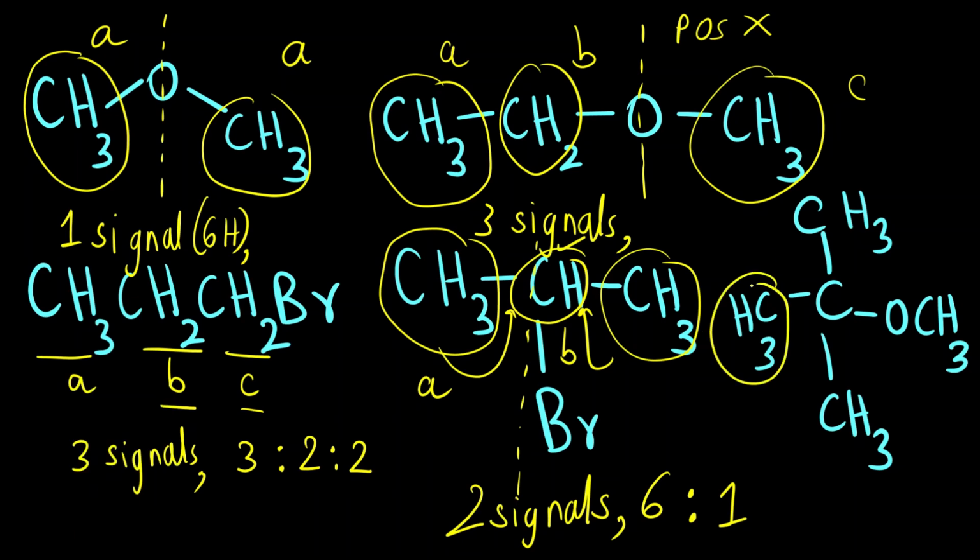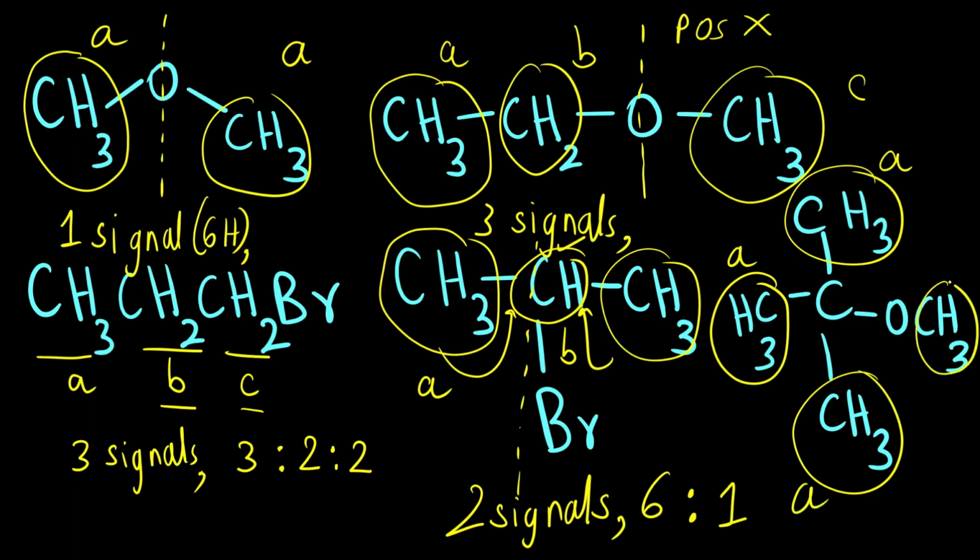Now here again, these 3 methyl groups are attached to the same carbon, so they will be A, and this CH3, you can see, is attached to oxygen. So this will show a different signal. So how many signals are here? There will be 2 signals.